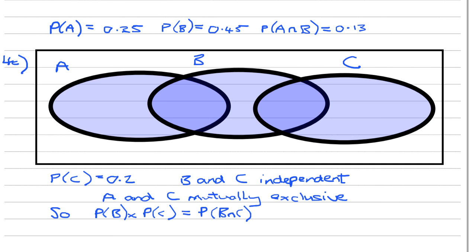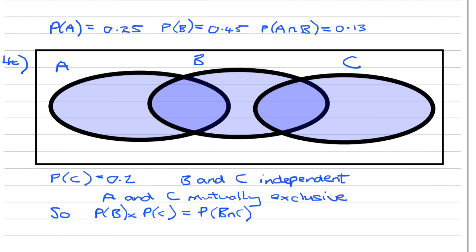Looking at 4C, we've now got an extra event, C, added, and we're told that the probability of C is 0.2. We're also told that B and C are independent, so I've got those linked together. So because B and C are independent, we know that the probability of B times the probability of C equals the probability of B intersection C. But we're also told that A and C are mutually exclusive. So that means that the rings for A and C don't overlap at all. So I've drawn the diagram as above.